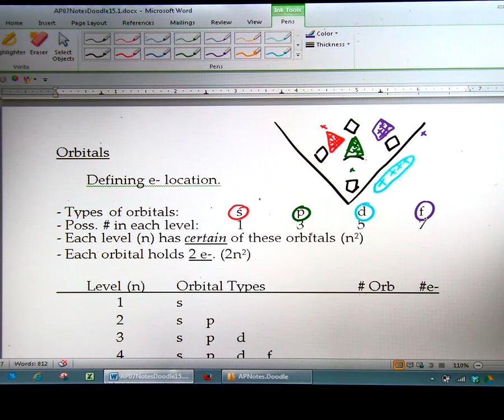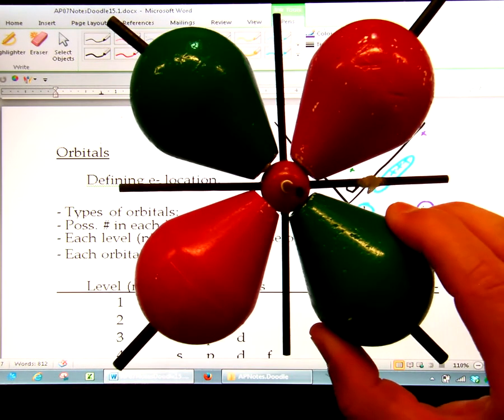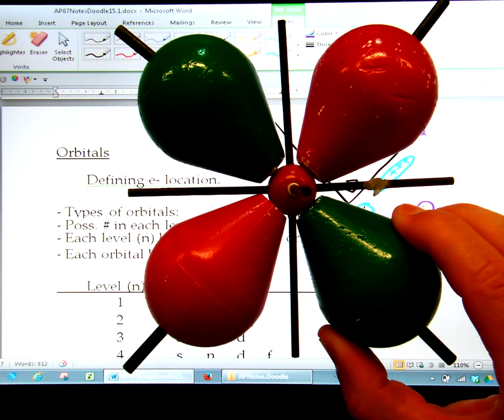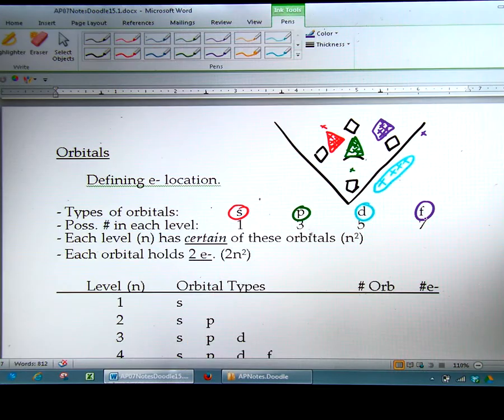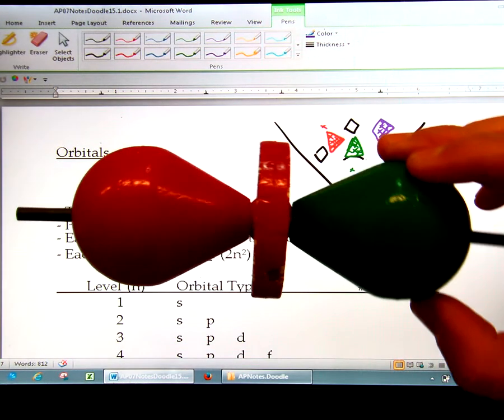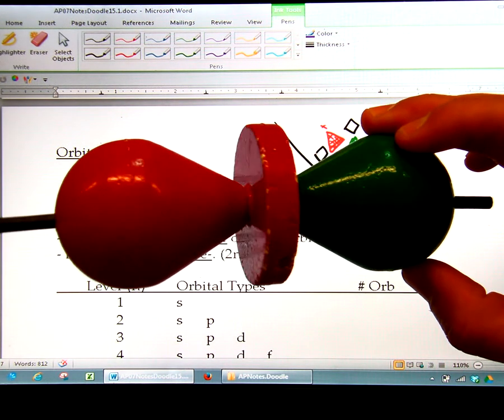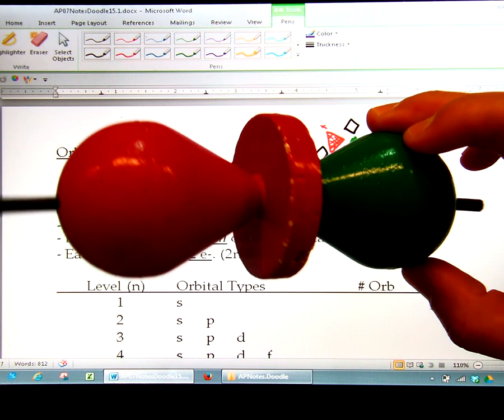If you have a D orbital, it actually looks something like this. This is a single D orbital. It has 4 lobes on it. And this is, some of the Ds look like that. Most of them, one D orbital actually looks like this. So it has this middle zone right here where you could see as well.